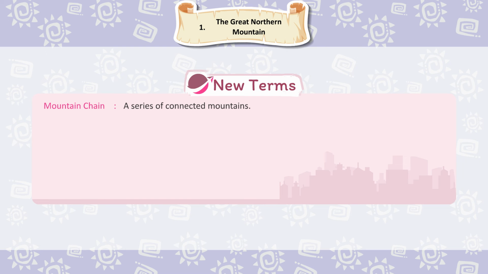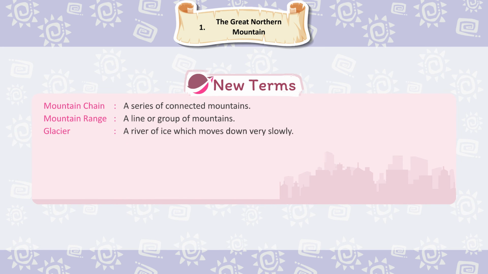New terms. Mountain chain, a series of connected mountains. Mountain range, a line or group of mountains. Glacier, a river of ice which moves down very slowly. Silt, sand, mud, etc. carried by a river.